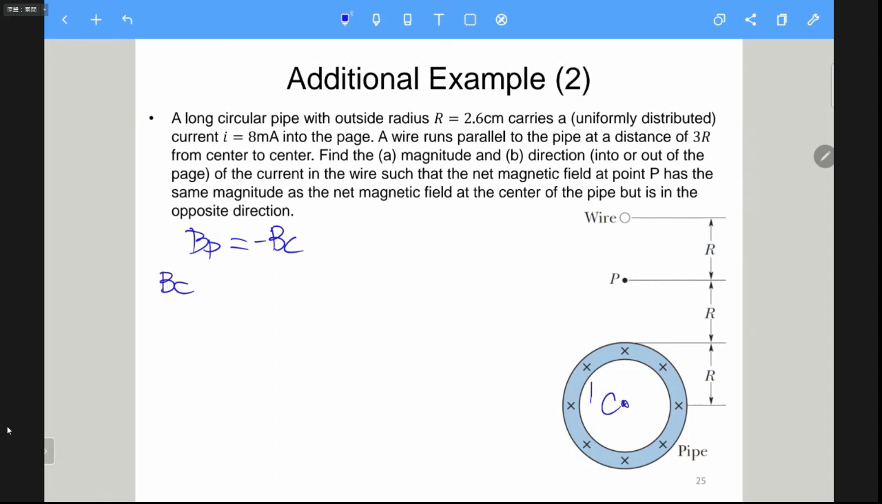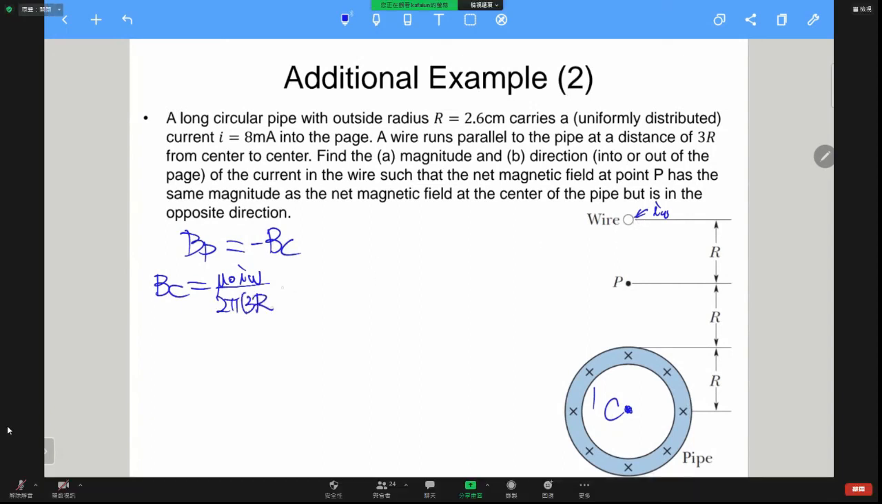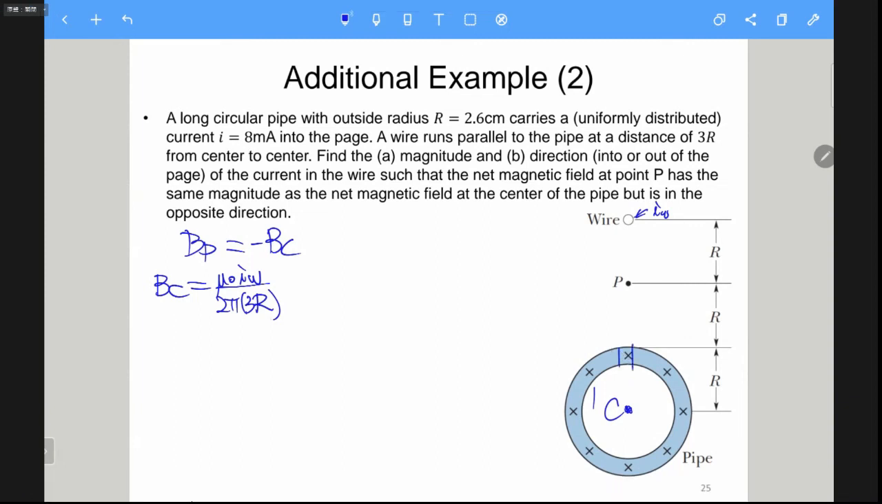Okay, so BC here will be mu 0 IW over 2 pi, where IW is the current of the wire, and we have altogether 3R here. And the pipe will generate no magnetic field here, because the current is going into the page, and it will cancel the B field generated by this part. When you consider the cross product, they will actually cancel each other. So this ring will not generate any B field at the center point. So this is nothing but mu 0 IW over 6 pi R.